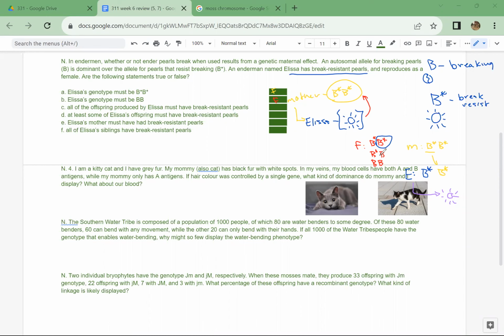Or Elisa could have been given this one and is now B star, which will be expressed as a breaking pearl, because just regular B dominates B star. So it is not true that they all must have break-resistant pearls, because it's possible that Elisa's genotype doesn't allow for her offspring to produce break-resistant pearls in the first place. So this is also false. I'm going to write that in a lighter color.